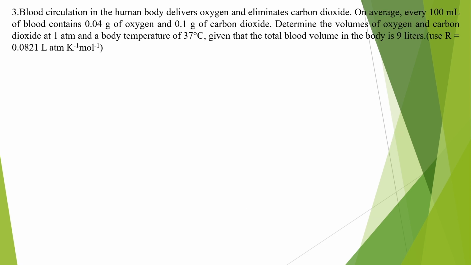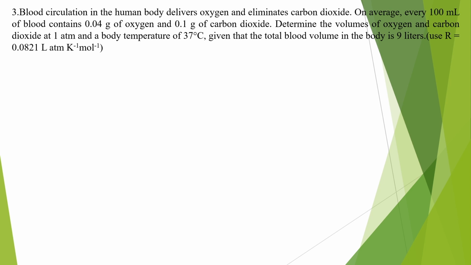Next we go to problem number 3. It says blood circulation in the human body delivers oxygen and eliminates carbon dioxide. On average 100 ml of blood contains 0.4 gram of oxygen and 0.1 gram of carbon dioxide. Determine the volumes of oxygen and carbon dioxide at 1 atmosphere and a body temperature of 37 degrees Celsius, given that the total blood volume in the body is 9 liter. And you have to use the value of R gas constant is 0.0821 liter atmosphere per Kelvin per mole.